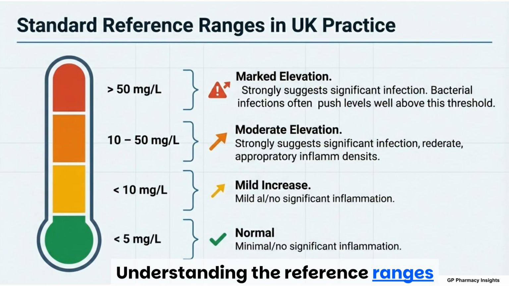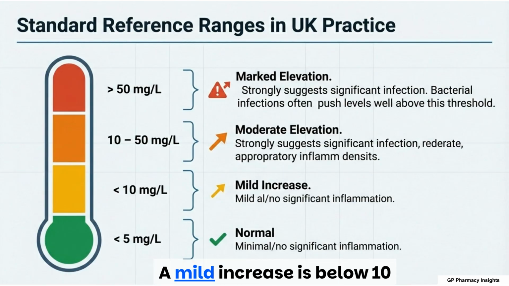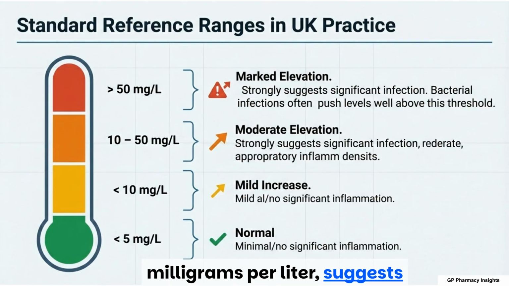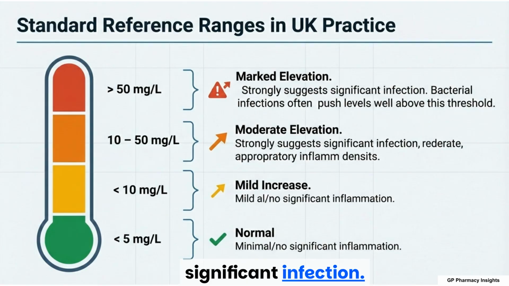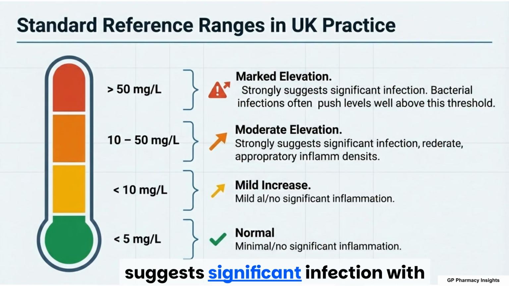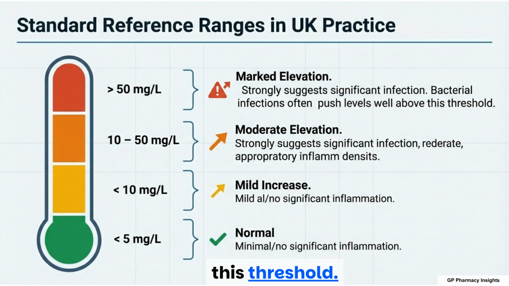Understanding the reference ranges is key. Below 5 milligrams per liter is normal. A mild increase is below 10 milligrams per liter. Moderate elevation, 10 to 50 milligrams per liter, suggests significant infection. A marked elevation above 50 milligrams per liter strongly suggests significant infection, with bacterial infections often exceeding this threshold.